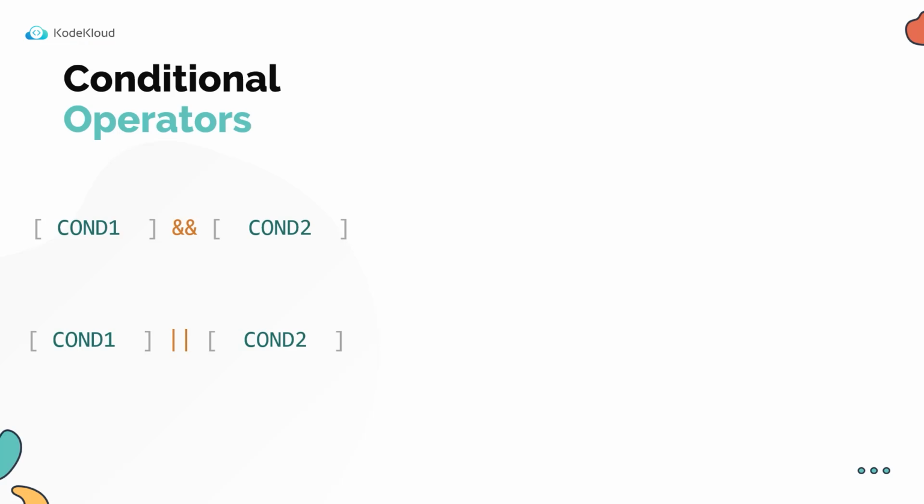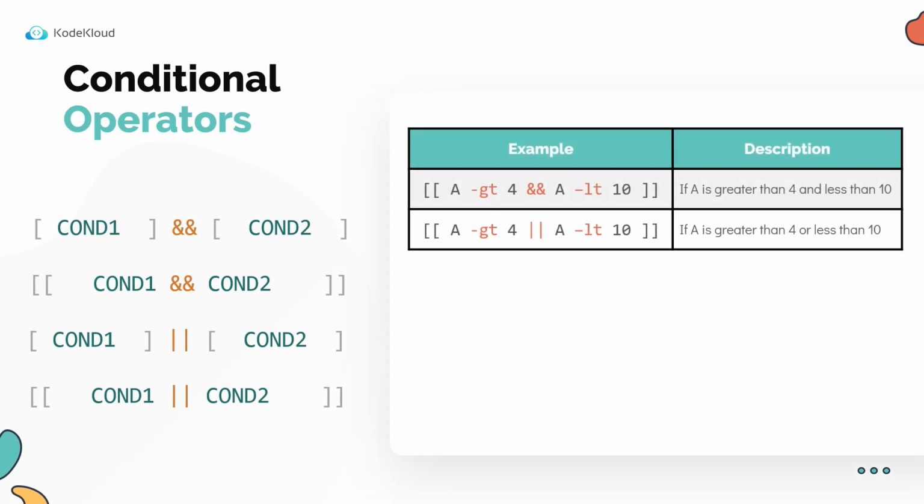If you were using the enhanced double square brackets format, then you could use the and or operators within a single pair of double square brackets like this. So in this case, you don't need to separate the two conditions into two separate pairs of double brackets. You could do it within a single one. Okay, so here are some examples to check if a value is greater than 4 and less than 10. That's the first one. And here's an example of a check where we are checking if a value is greater than 4 or less than 10.